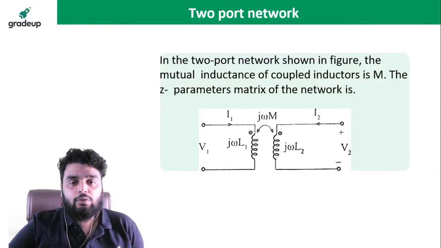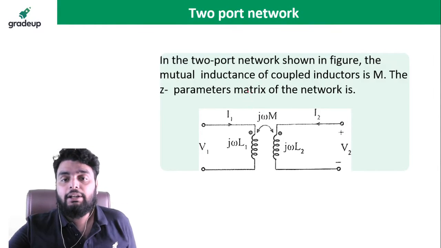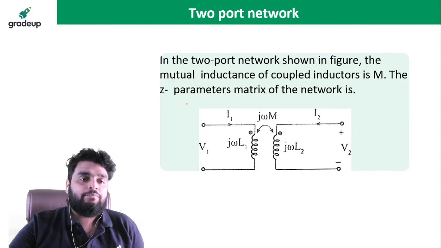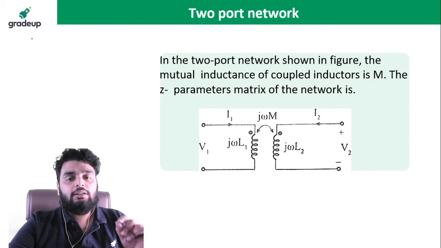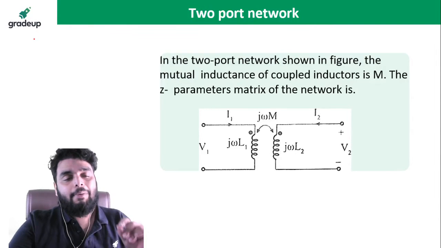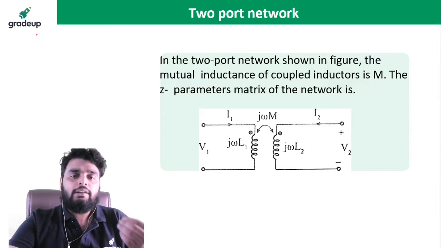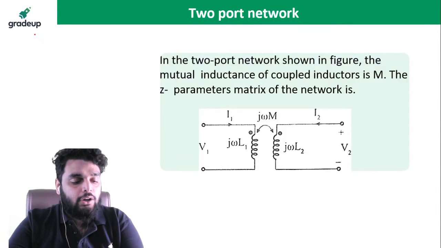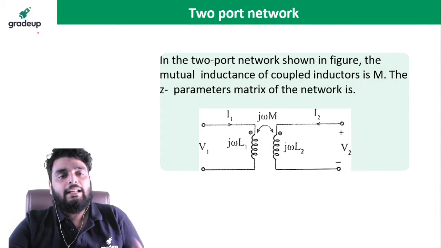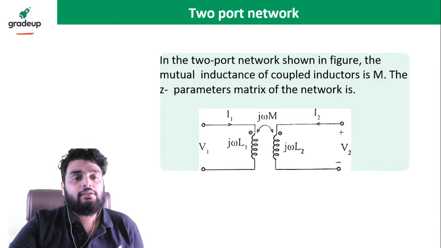Okay, so in this question I need to find out the Z parameter matrix, and what is given? The mutual inductance of a coupled inductor is M. Now before solving this question, a few concepts you should know about the mutual inductance. So if you know it very well, it's good, try to solve it. If you don't know the concept of mutual inductance, then I'm just going to explain you this concept.